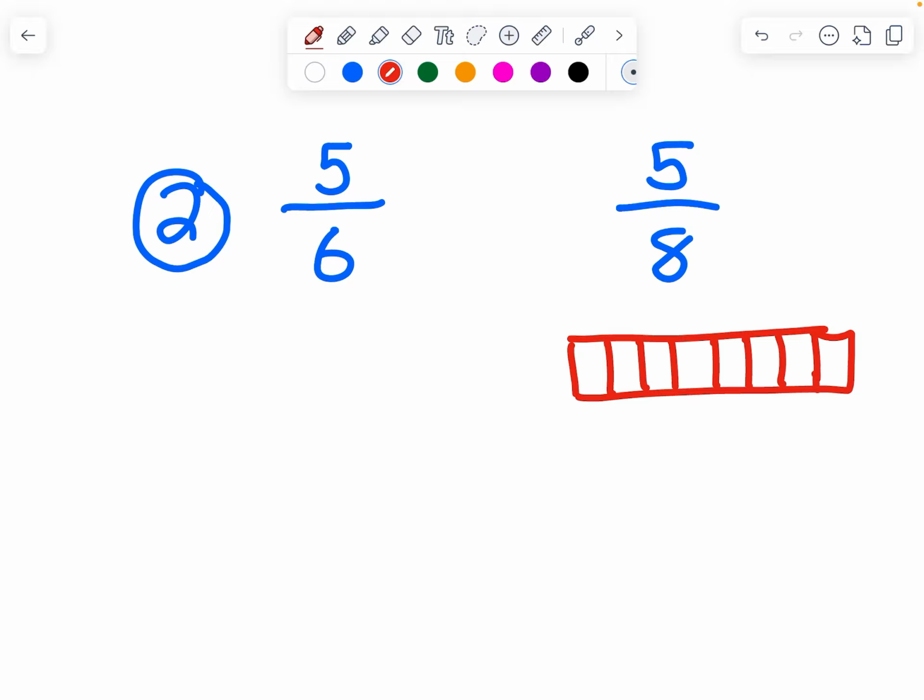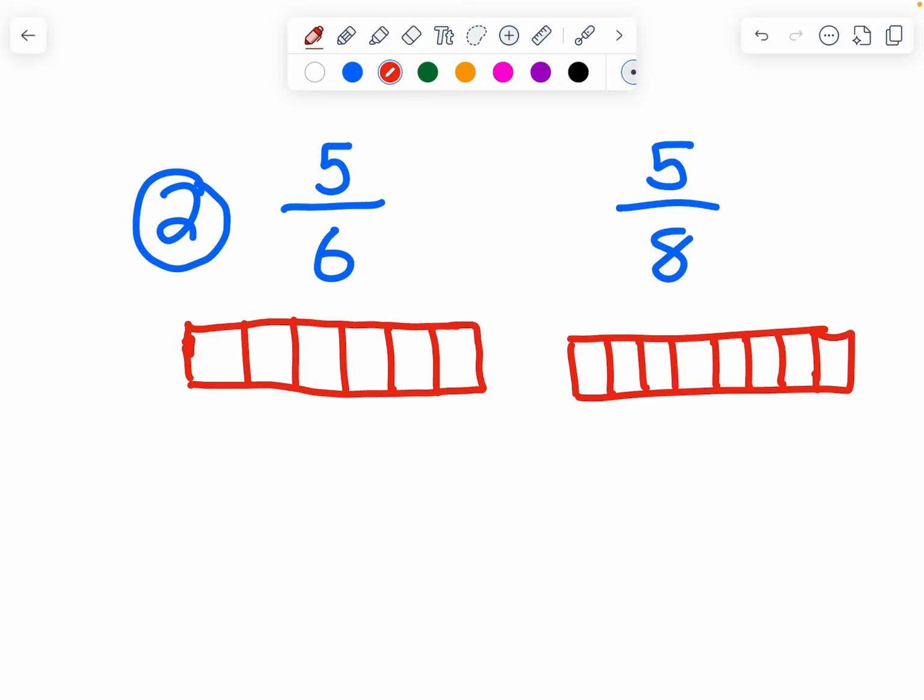The cake is cut into 8 pieces versus this cake, which should be exactly the same size if I lived in a perfect world. This is why I tend to not draw pictures for comparing. This cake is cut into 6 pieces. Well, which slices are bigger, 6 or 8? If I cut it into only 6 pieces, they're going to be bigger pieces than if I cut into 8s. So if I have the same number of pieces, then whichever pieces are larger is going to be the greater amount. And 6ths are bigger than 8ths. So 5/6 must be bigger than 5/8.